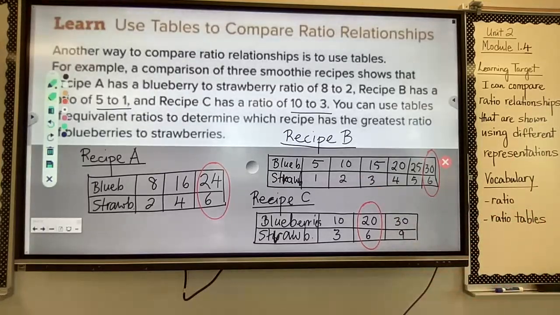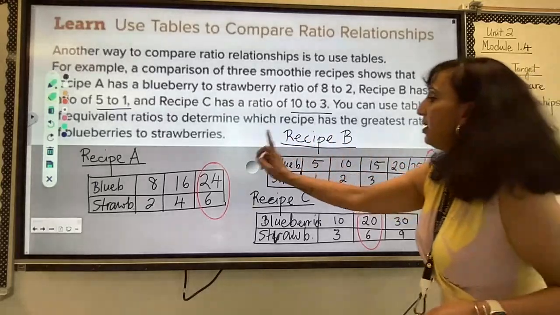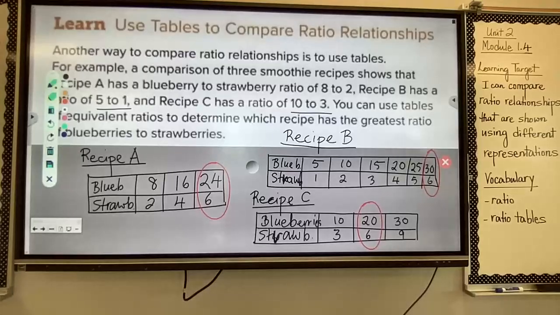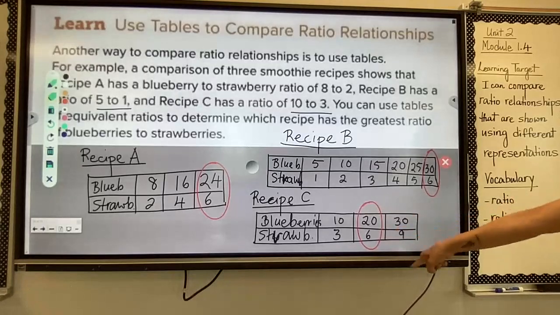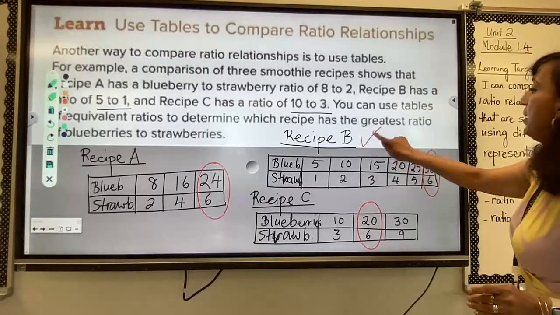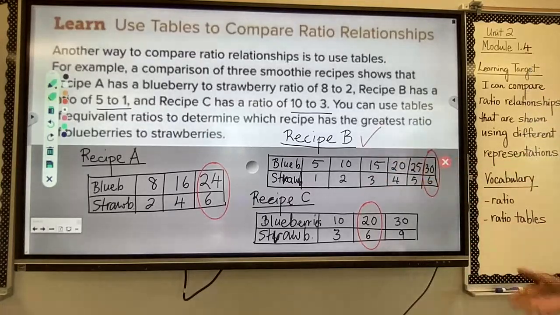So recipe B has a ratio of 30 blueberries for every 6 strawberries, which is followed by recipe A, which is the next. This is the highest, and this is the next, which is 24 over 6 or 24 to 6. And then recipe C has the least, which is a ratio of 20 to 6. So recipe B has the greatest ratio of blueberries to strawberries. So this is another way that we can compare ratios.